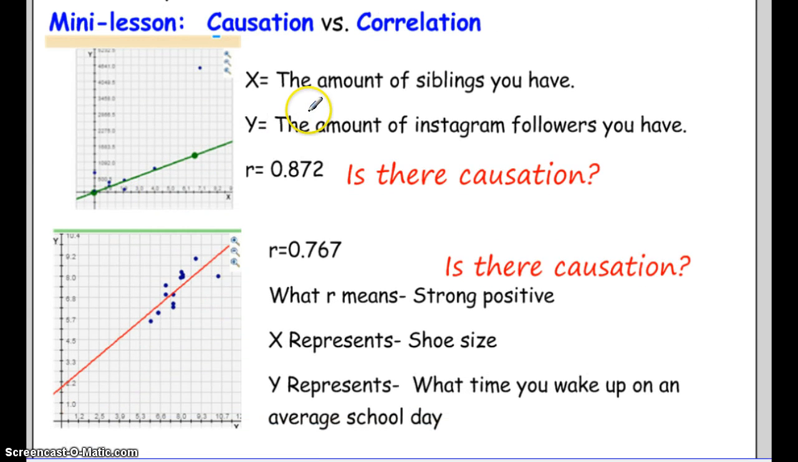The amount of siblings you have and the amount of Instagram followers you have. Do you have causation? Well, does the number of siblings you have cause the amount of Instagram followers? No. So there is no causation.